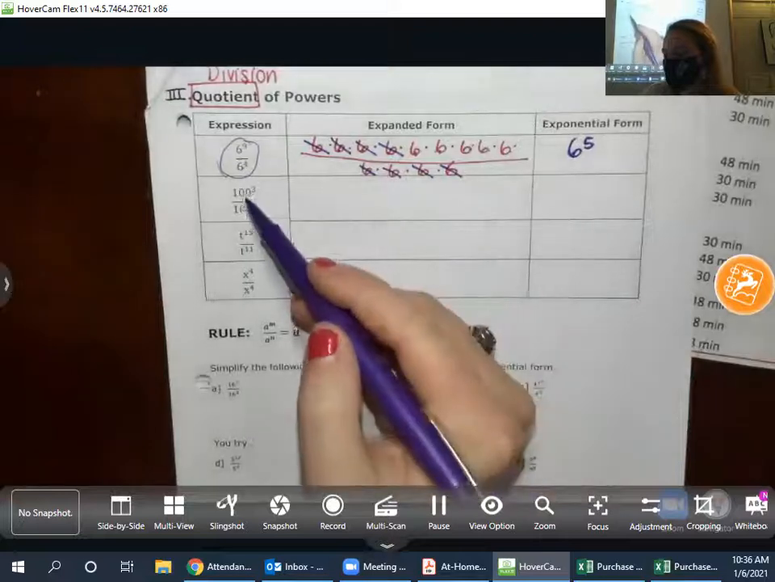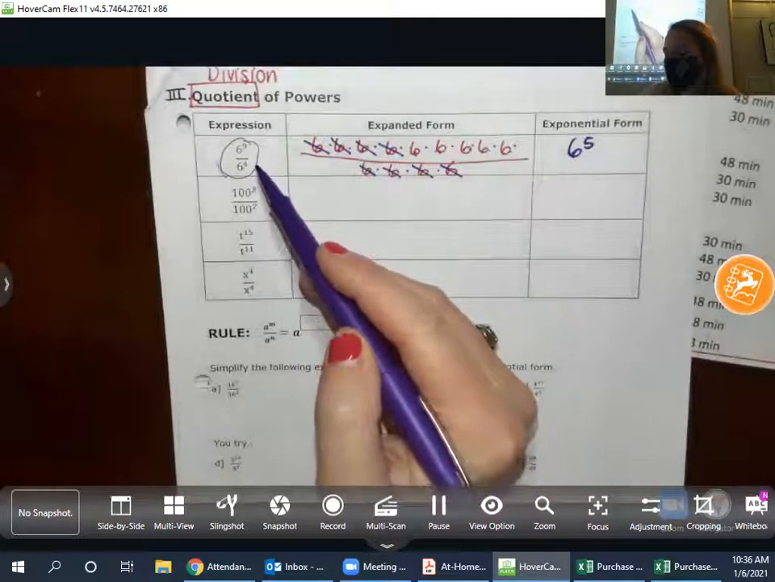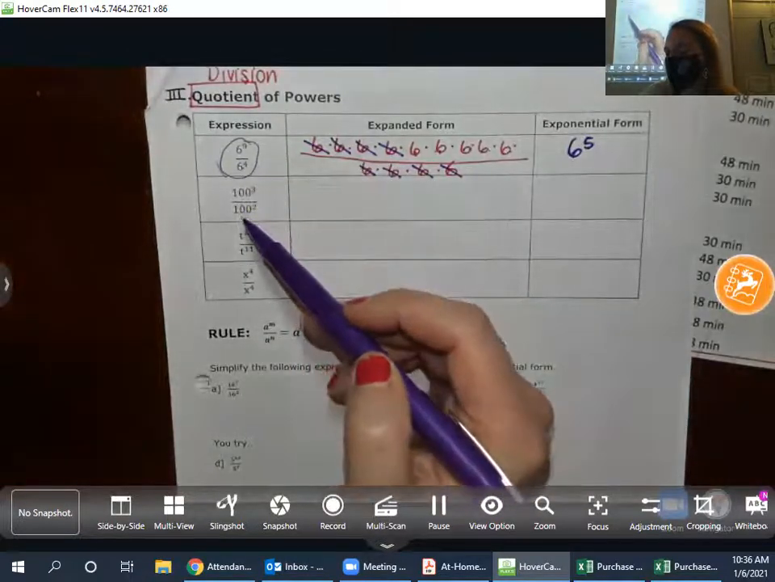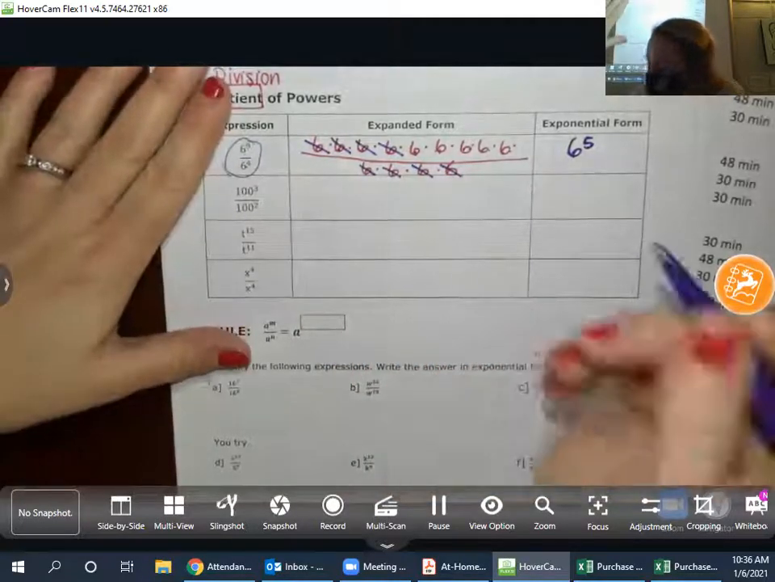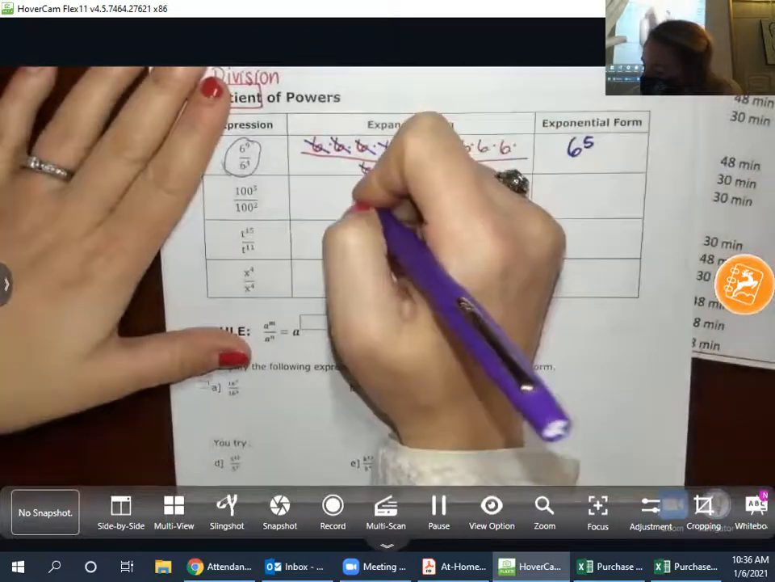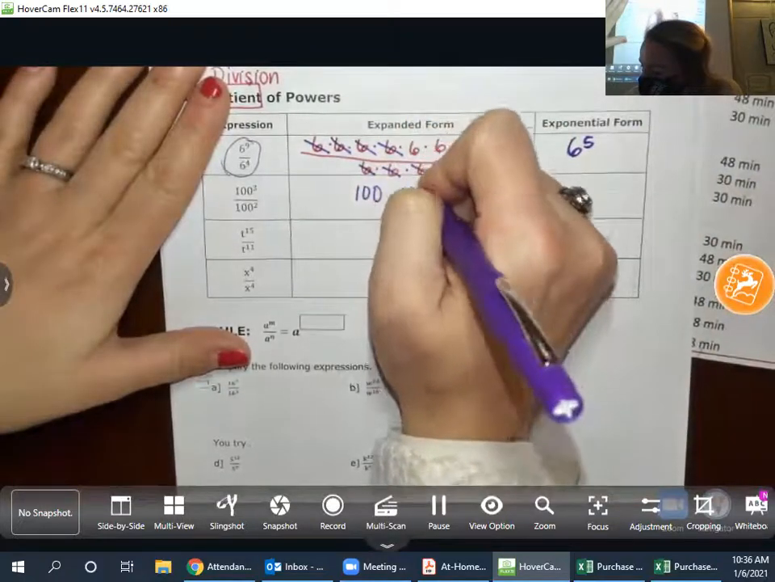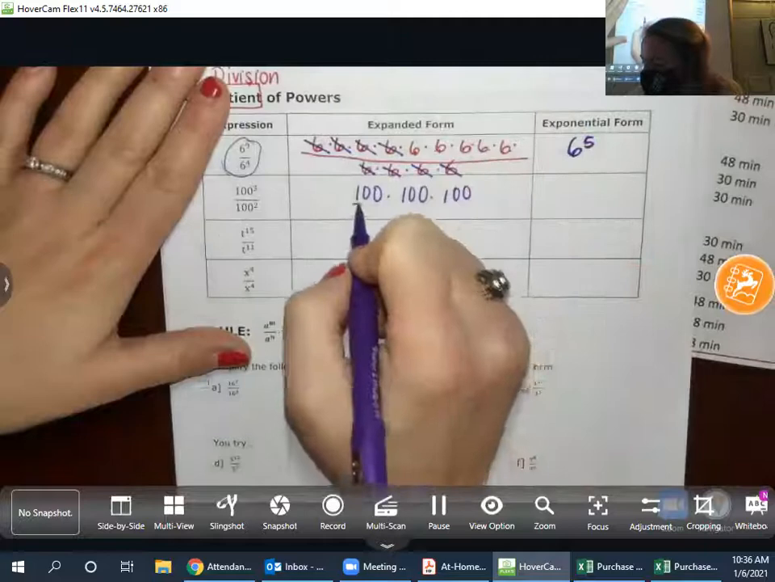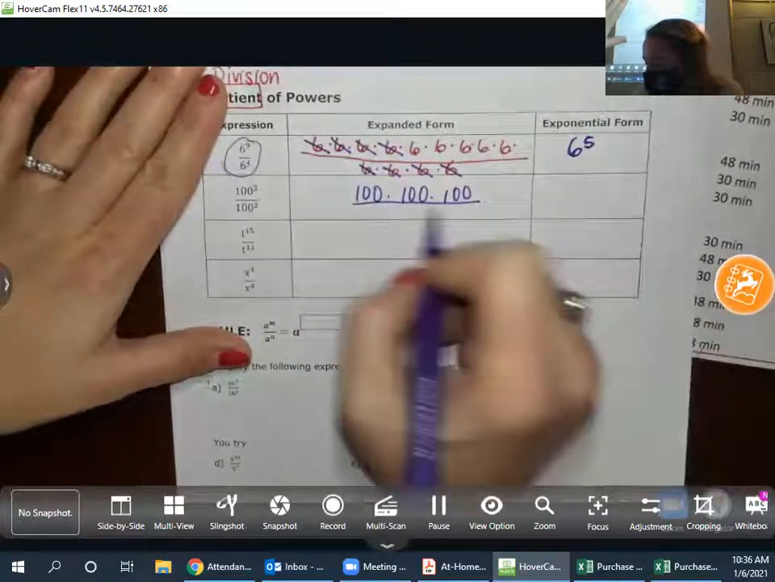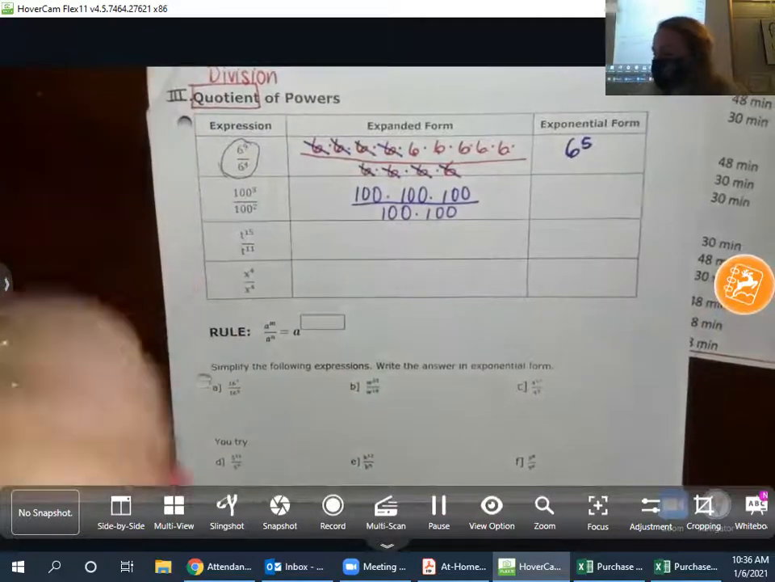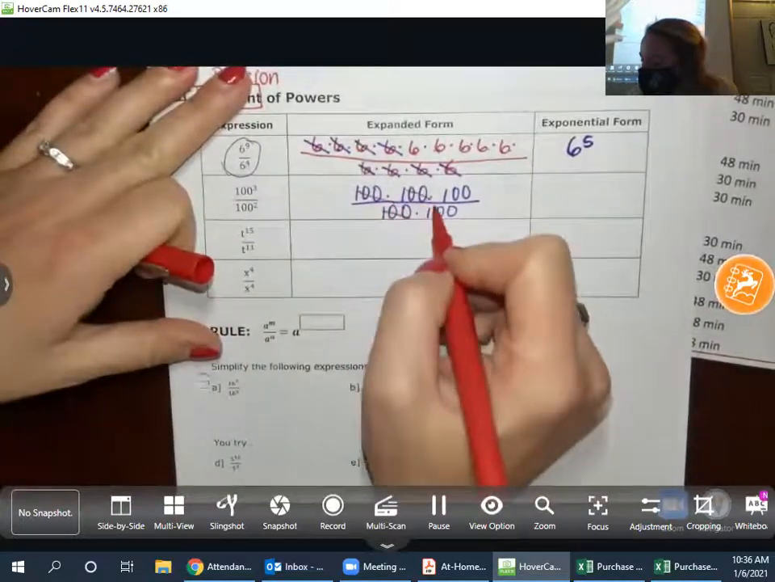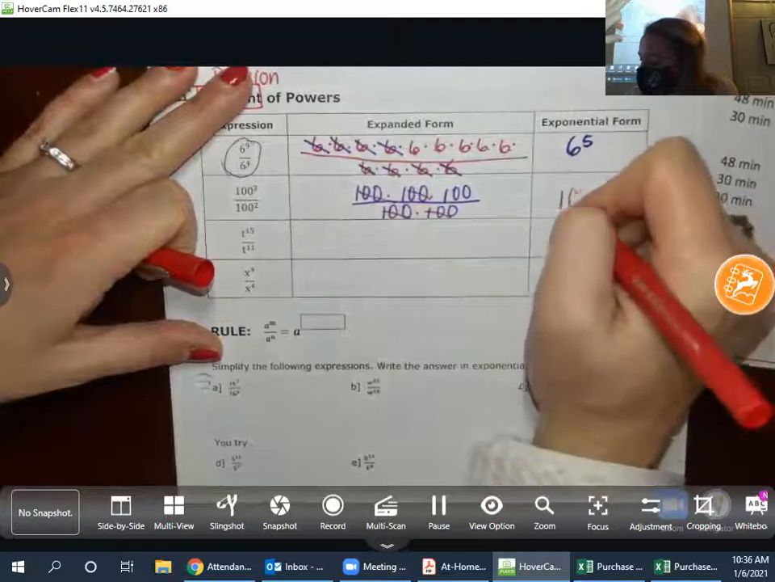So really, when you divide exponents, what do you end up doing to them? Subtracting them. Good. Let's do this again. We have to write them all out because it says expanded form. And there's not a lot there. We can see the same thing happens here. We go to cancel, and we're left with 1/100.